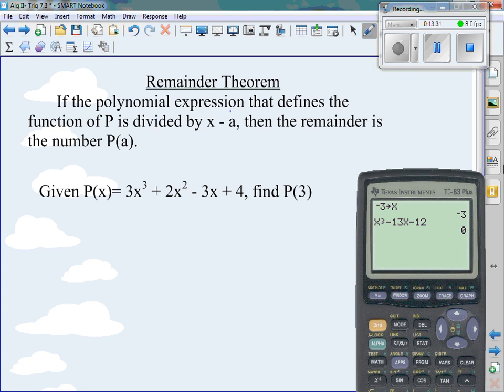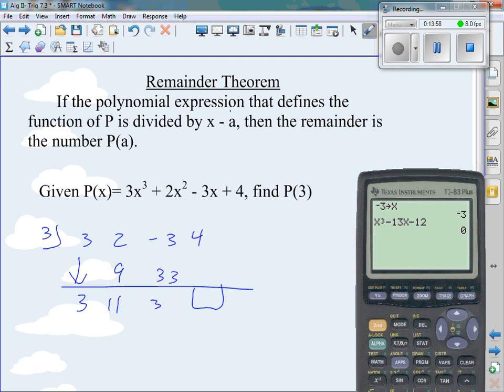To solve this, the first thing I'm going to do is synthetic division. 3, then 2, -3, 4. Bring this down, 3. 3 times 3 is 9. 2 and 9 is 11. 3 times 11 is 33. I get 30. 3 times 30 is 90. 4 plus 90 is 94. So I have a remainder of 94.